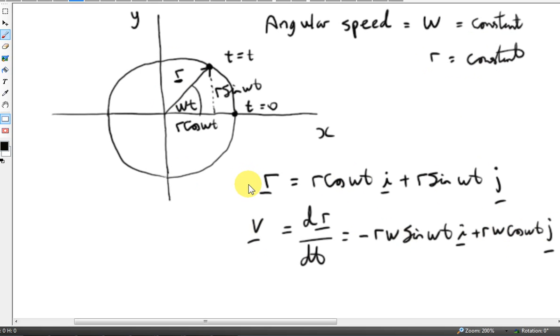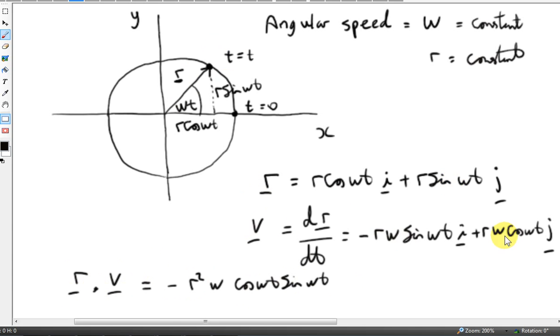Now, in which direction is the velocity vector pointing? Now, it turns out that the velocity vector is perpendicular to the position vector for an object undergoing uniform circular motion. Now, to show that, we can get the dot product of the two vectors. To get the dot product, we multiply the i components together. So we're going to get minus r squared omega times cos omega t times sine omega t. Just multiply the i components.